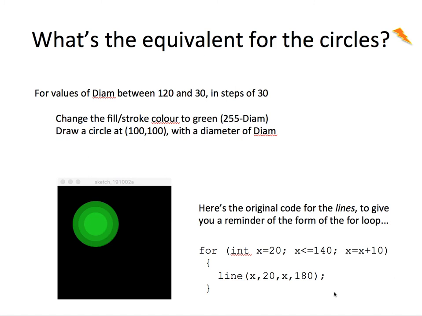So now that we know all of this, how do we translate this circle pseudocode into Processing code? I've included the for loop for the previous example, the lines, just to give you a sort of template. What I want you to do now is pause the movie and try to write your own for loop to replicate this pattern, based on the pseudocode that I've described here.